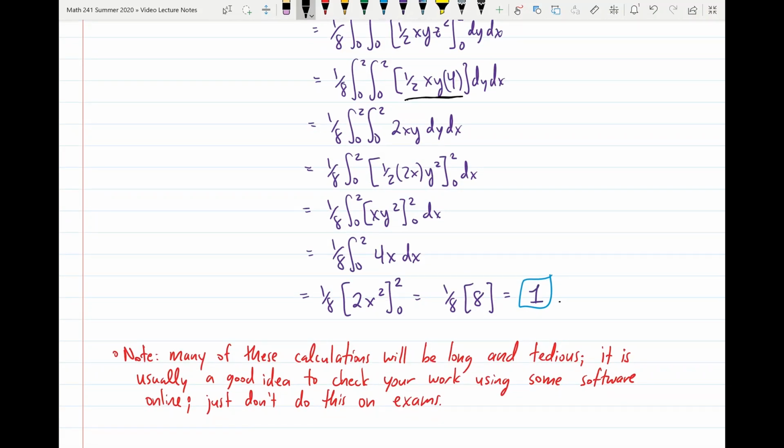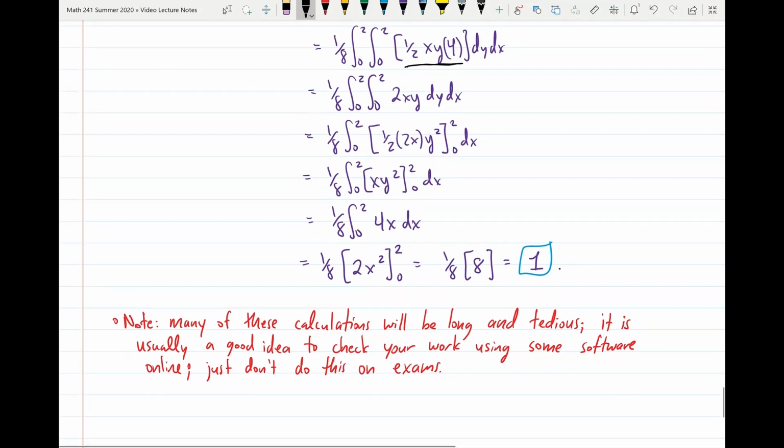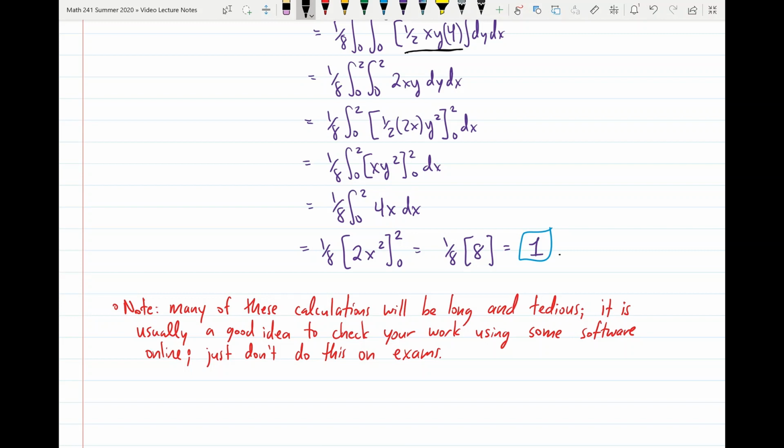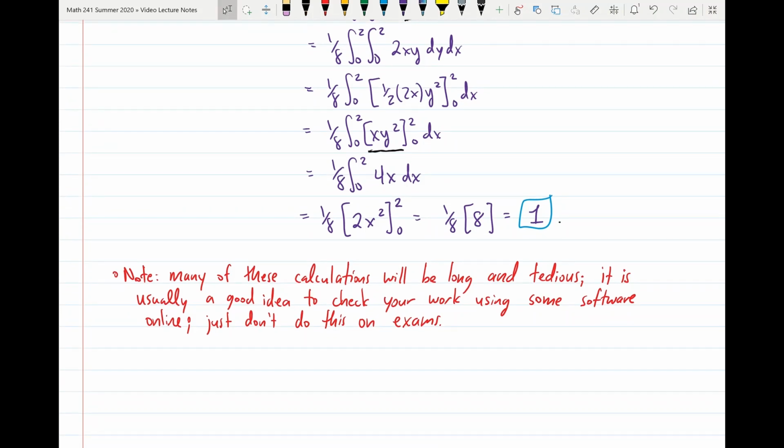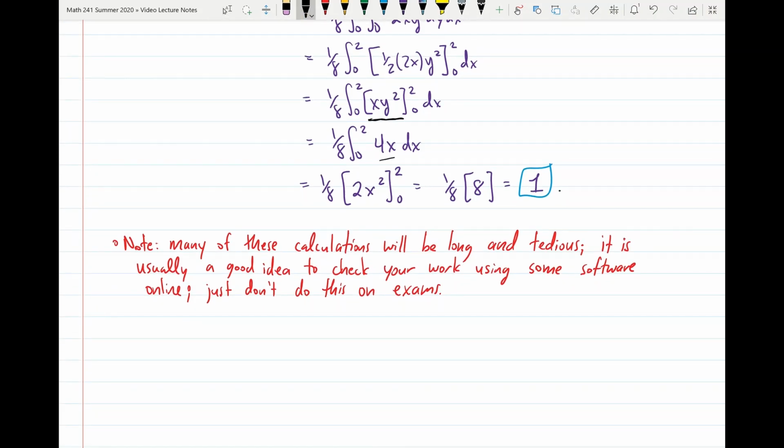And so now we move on to taking the integral with respect to y from 0 to 2. And we get 1/2 times 2x times y squared from 0 to 2. Again, the 2 and the 1/2 are going to cancel. And so we end up with just this x y squared from 0 to 2. We can plug in 2 and we get 4x. So we're left with 1/8 times the integral from 0 to 2 of 4x dx.